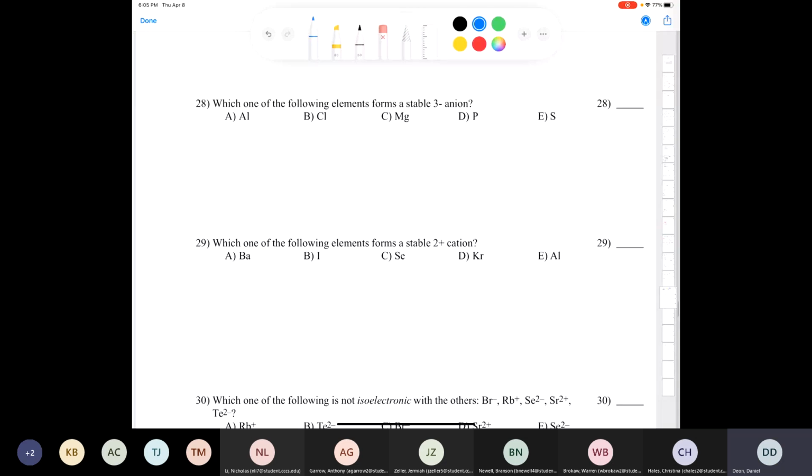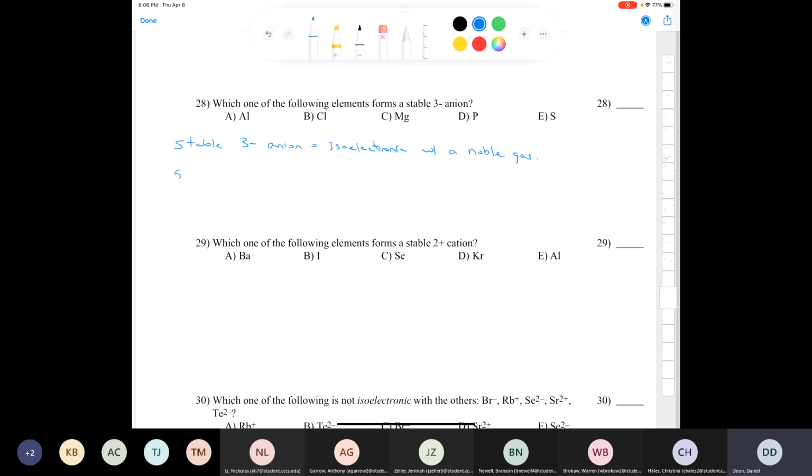Number 28, which of the following elements forms a stable 3- anion? The 3- anion, if it's a stable anion, it must be isoelectronic with a noble gas, right, to form that stable anion. Well, if I look at group 1, 2, 3, 4, 5A, an element like nitrogen, for example.